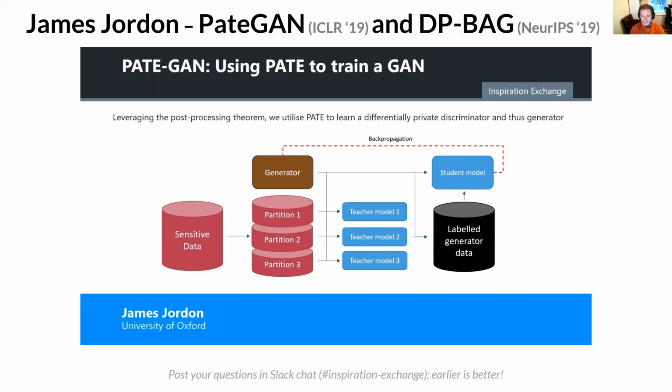The student model can then be backpropagated through to the generator. Our privacy budget is used up by labeling the generator data. No other steps in this algorithm incur a privacy cost. We aggregate the privacy cost over the course of training using the Moments Accountant, a powerful differential privacy tool that allows tighter aggregation of privacy costs than other standard methods.